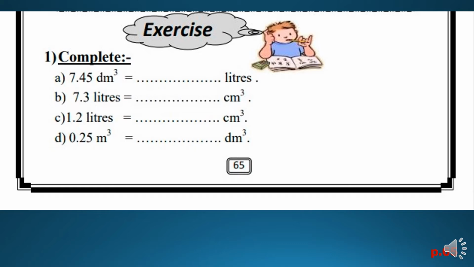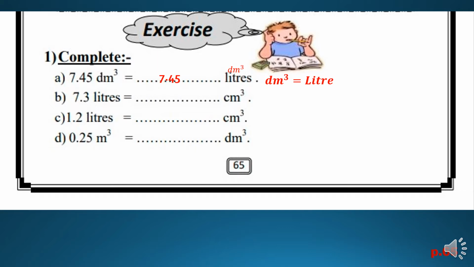Number 1, I have here conversions. I have 7.45 decimeter cube equal how many liters? Okay, I have the decimeter cube and the liters are equal, they are the same. So decimeter cube is equal to liter. So here it will be equal to 7.45 liters as it is.